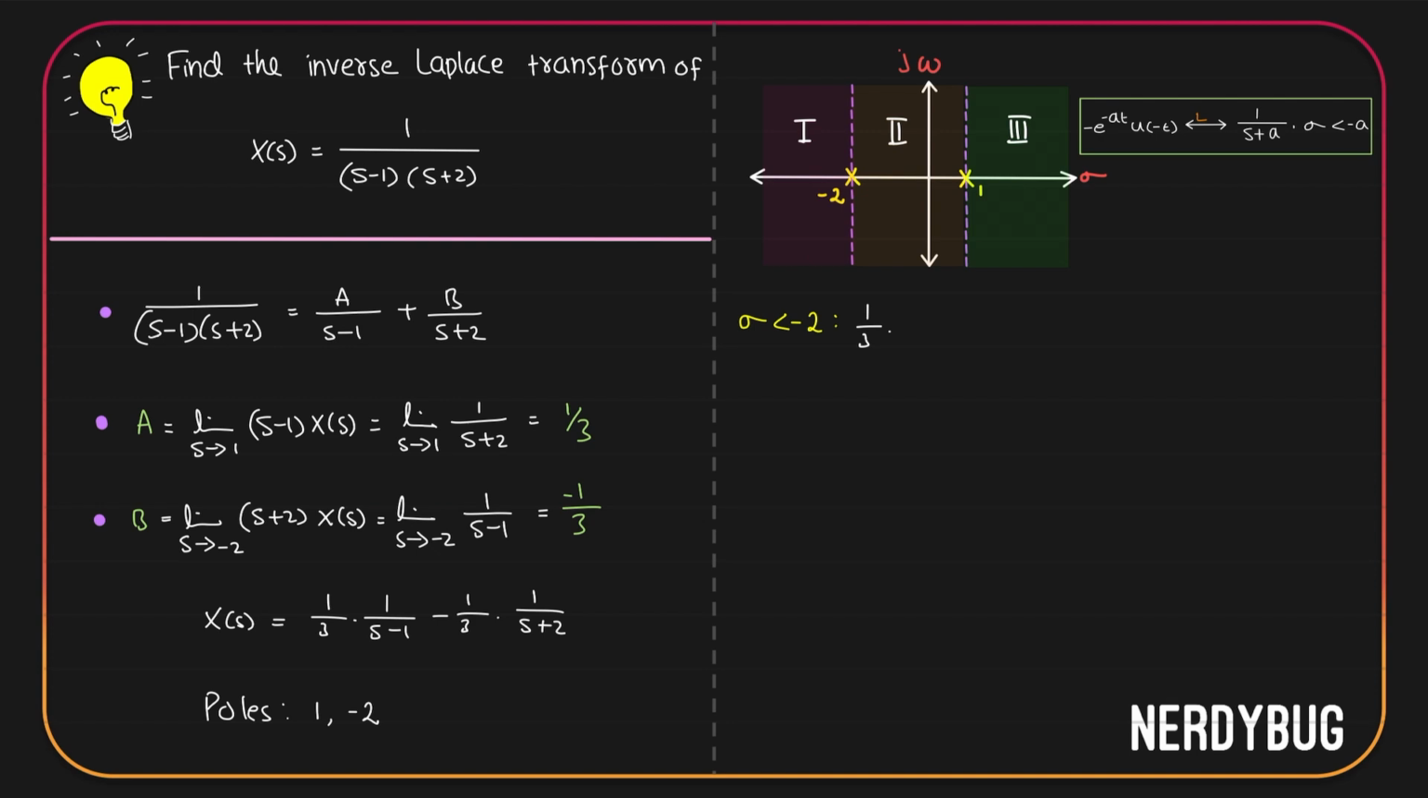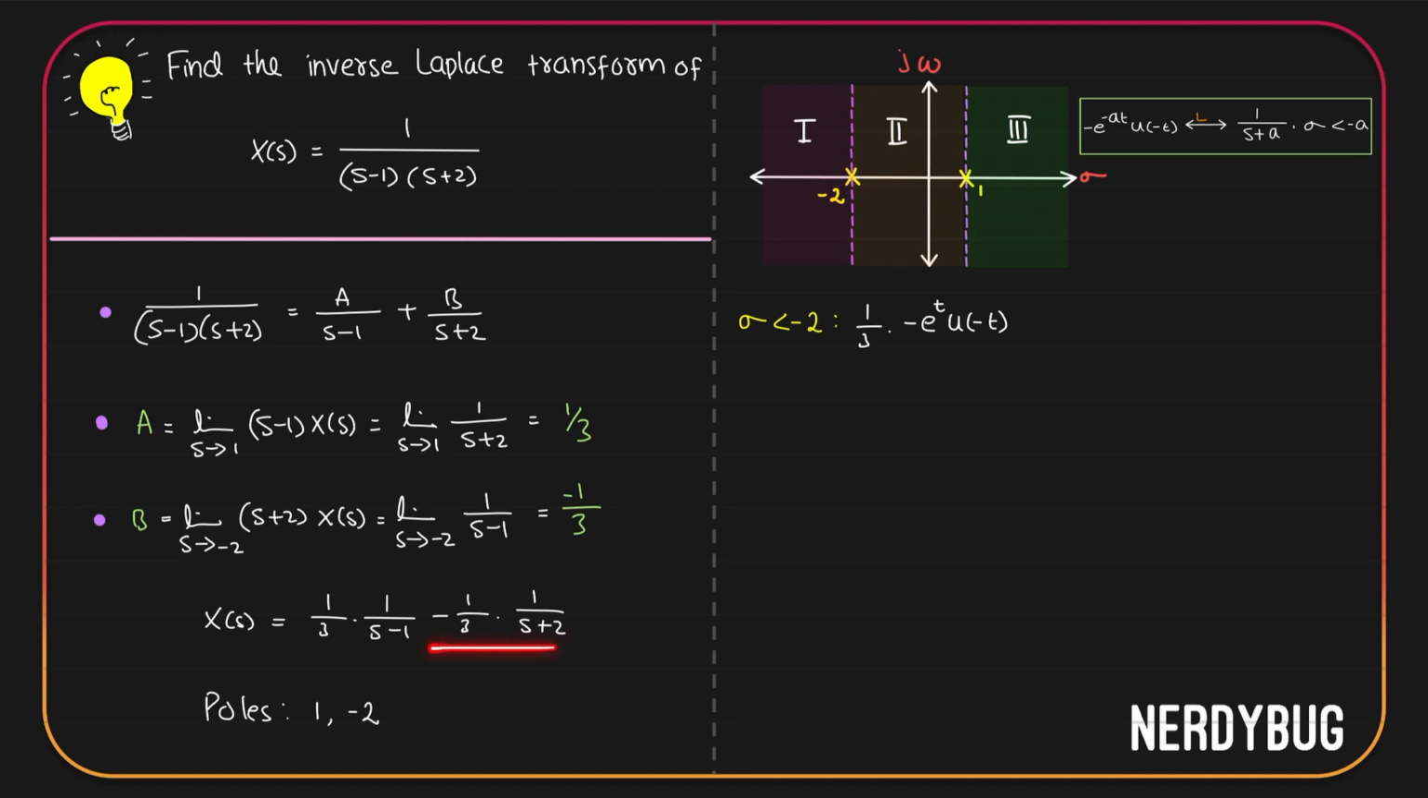Here we have 1 by 3, 1 by s minus 1. So 1 by 3 multiplied by, compare 1 by s minus 1 with 1 by s plus a. So a is minus 1 here. So the inverse Laplace transform will be minus e raised to plus 1t u of minus t.